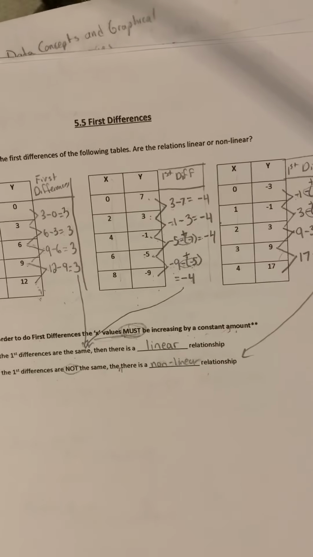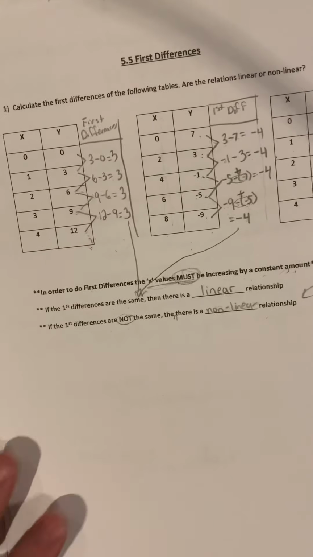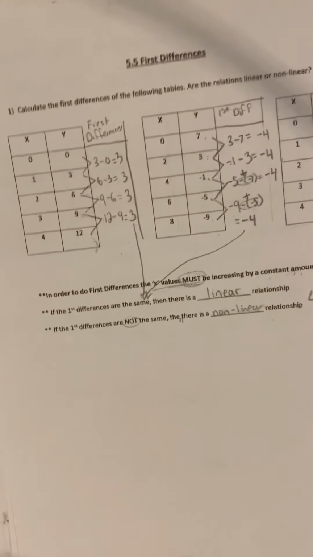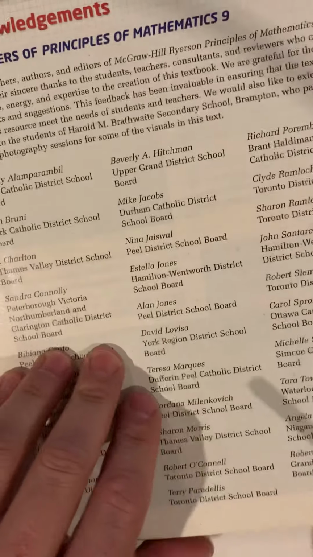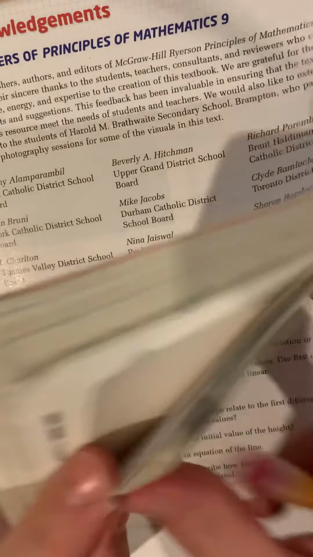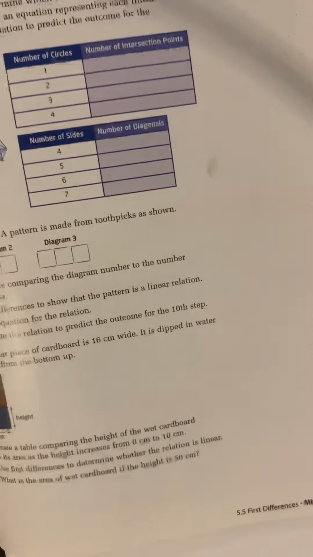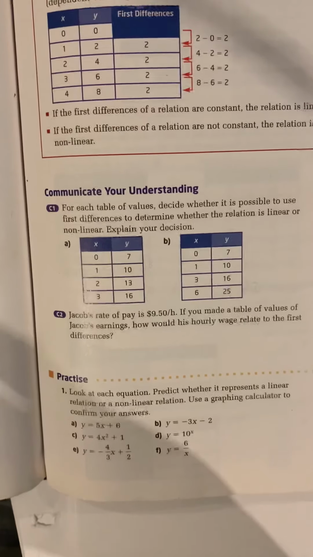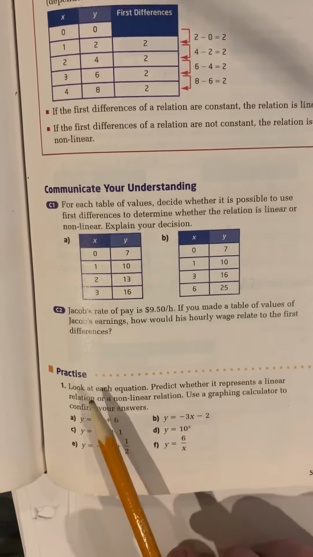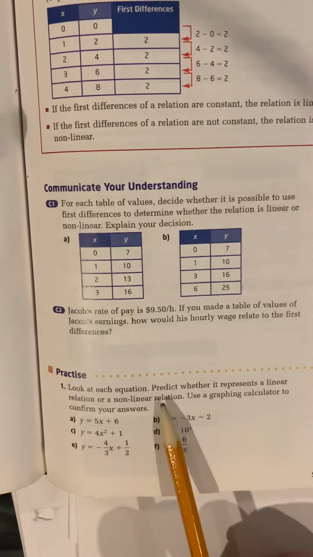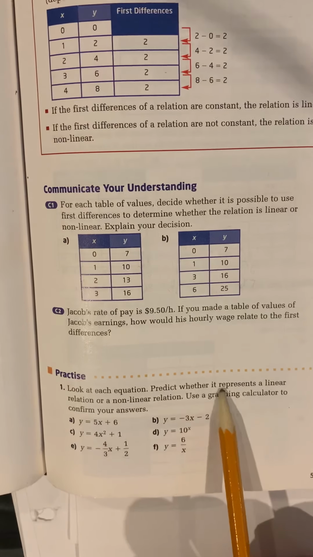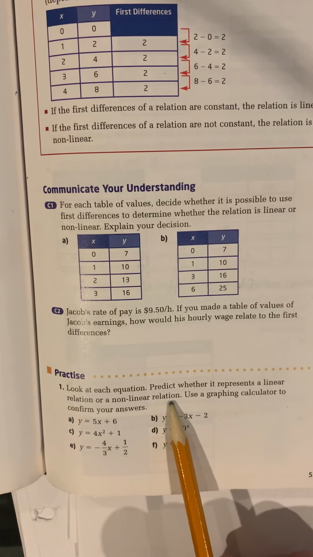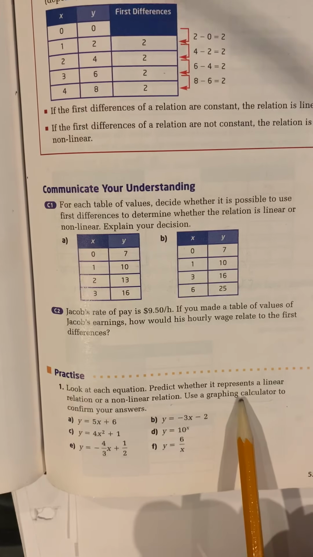Okay, I wanted to go through one of the homework questions before I assign the full work. So I wanted to go through page 275, number 1. It says, look at each equation and predict whether it represents a linear relation or a non-linear relation. Okay, you don't have a graphing calculator, so don't worry about this.